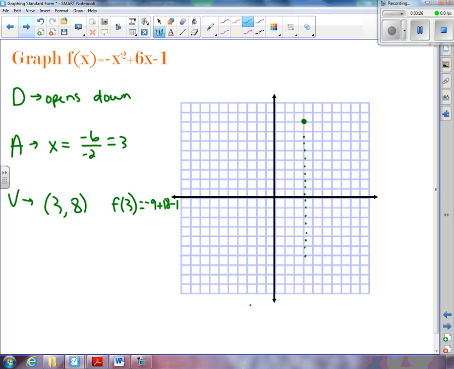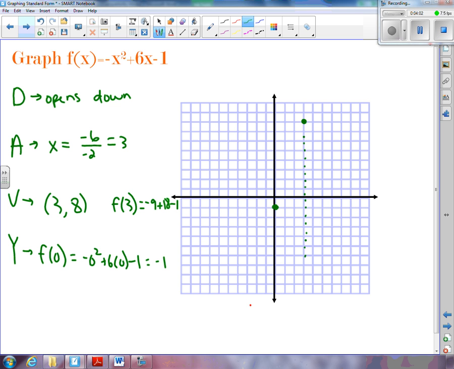That's going to be the bottom or the top of my U. Because this parabola opens down, it will be the top of my U, or the maximum of my parabola. So the last thing we have to do is Y. Y stands for y-intercept. To find the y-intercept, you always just plug in 0 for x. So we're going to find f of 0. It's going to be negative 0 squared plus 6 times 0 minus 1 equals negative 1. So my y-intercept, which means where my parabola crosses the y-axis, is at negative 1.